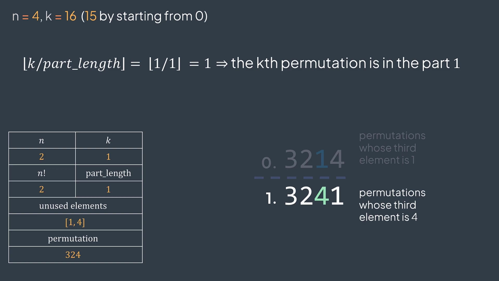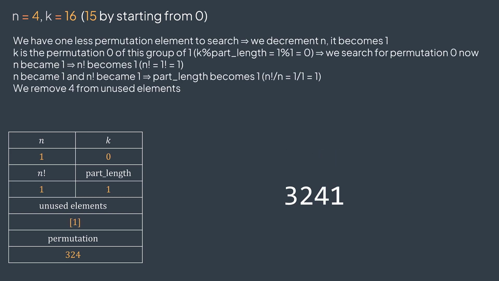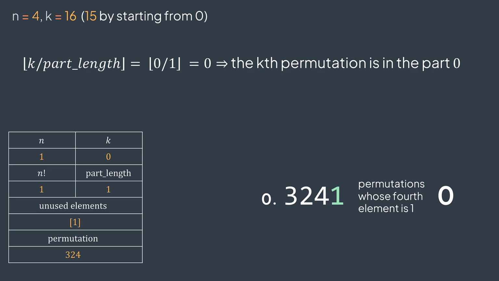We reduce the search space. We know that our permutation will be in this part of 1 permutation. We update variables: k becomes k modulo the part length, 1 modulo 1 is 0, n becomes 1, n factorial becomes 1, part length becomes 1, and we remove 4 from unused elements. We divide this 1 permutation into 1 part of 1 permutation. The first part will contain permutations whose 4th element is 1. The length of a part is 1, and k divided by 1 gives 0, so our kth permutation will be in part 0. And permutations of part 0 have 1 as 4th element, so the 4th element of our permutation will be 1.